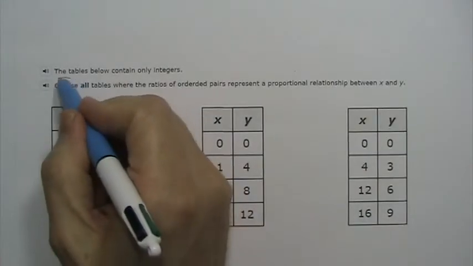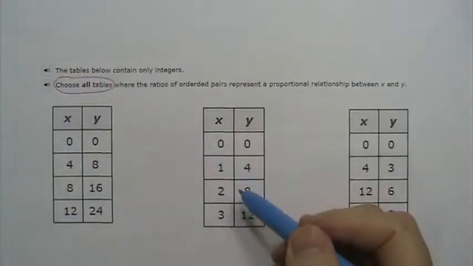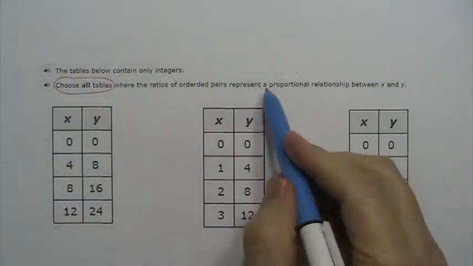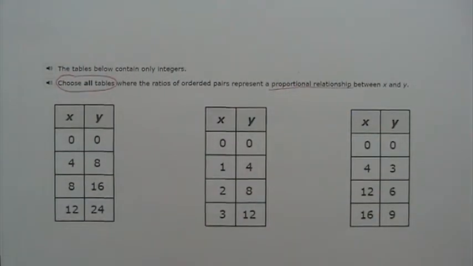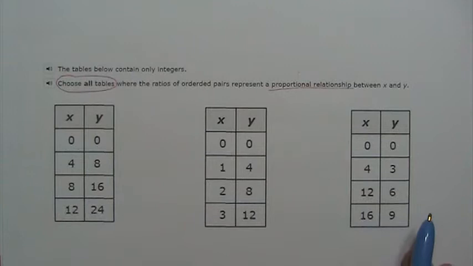Okay, notice it says choose all tables. All tables where the ratios of ordered pairs represent a proportional relationship. So which one of these are proportional? There may be more than one.